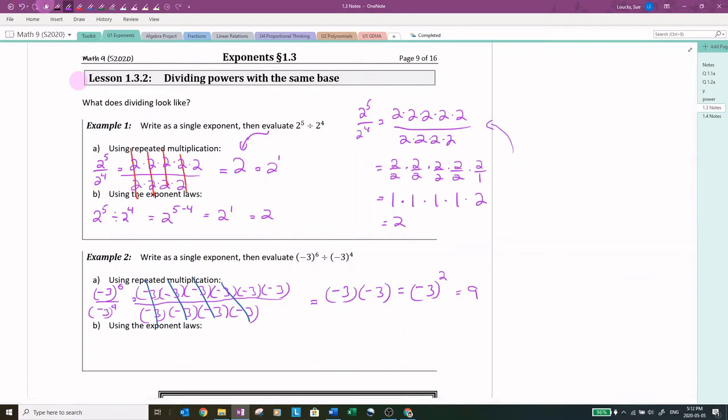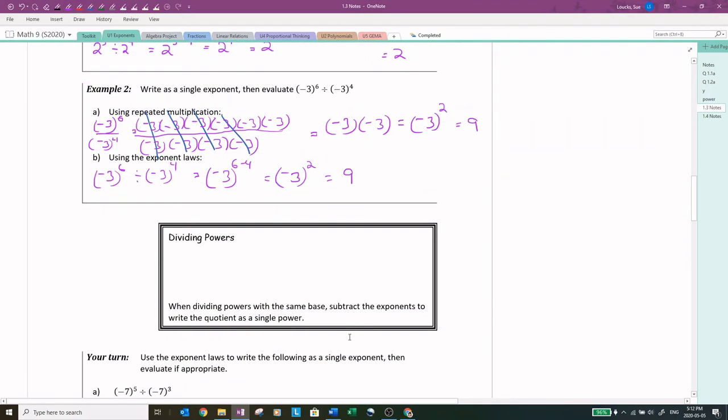I'm just going to fix this little 4 here that looks like a 9 because of the way the tech works. All right, so now let's do it using the exponent laws. I've got negative 3 to the power of 6 divided by negative 3 to the power of 4. So my answer is negative 3 to the 6 minus 4, which is negative, oops, I'm getting ahead of myself here, (negative 3) in brackets squared, which is 9. Same thing we got before. Okay?